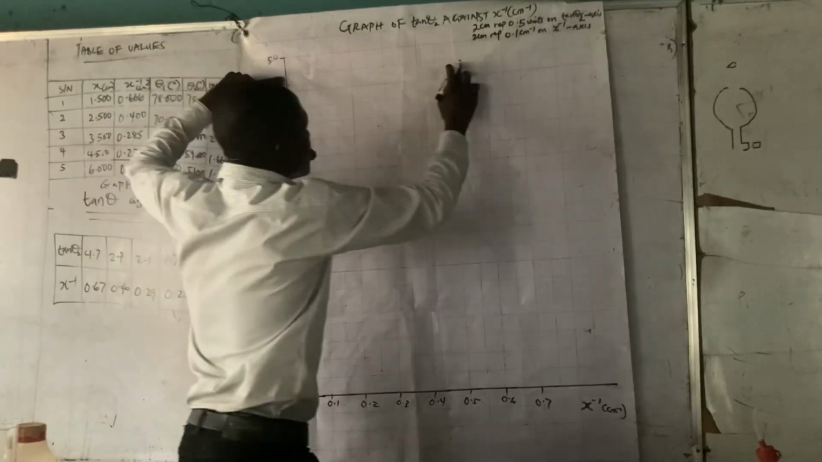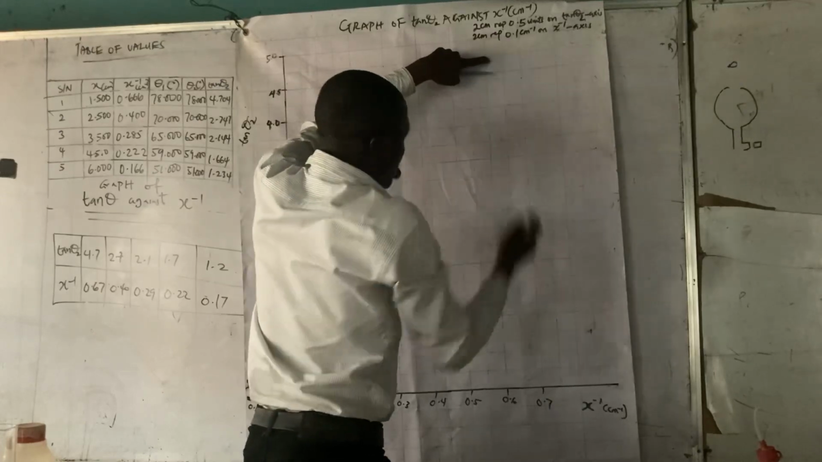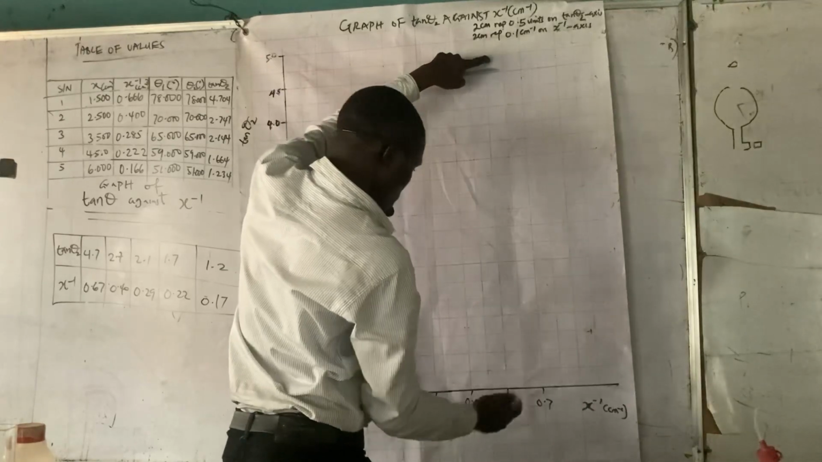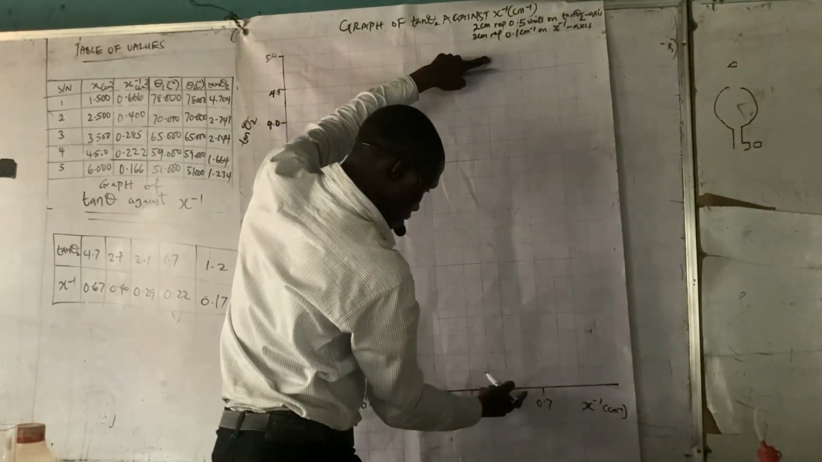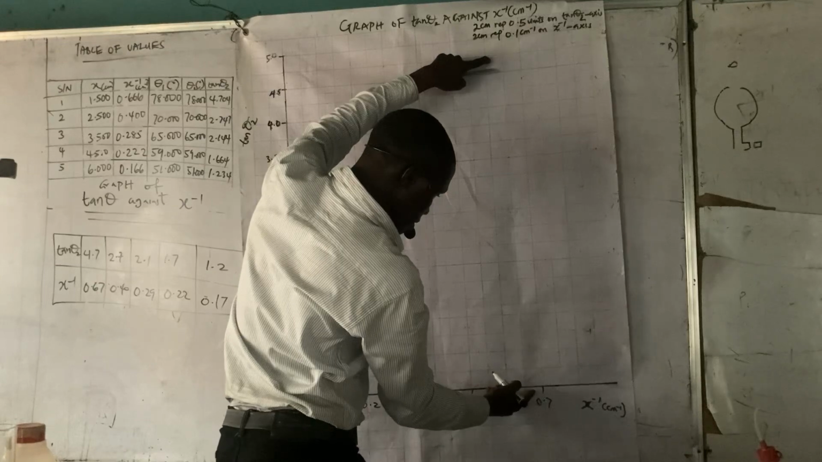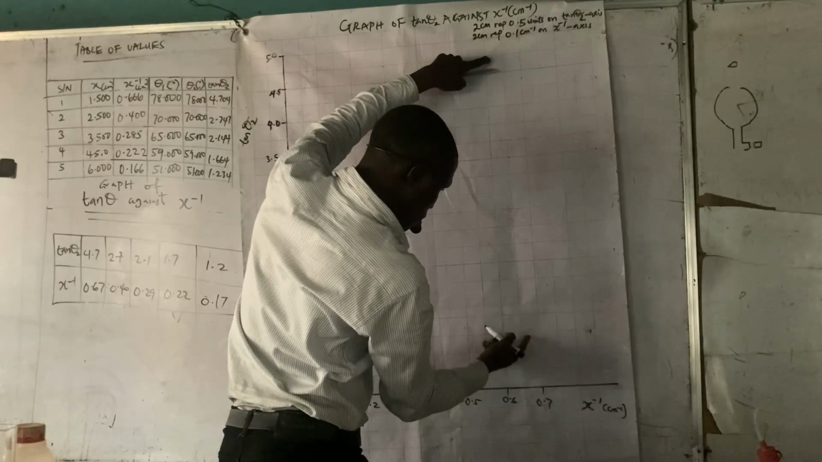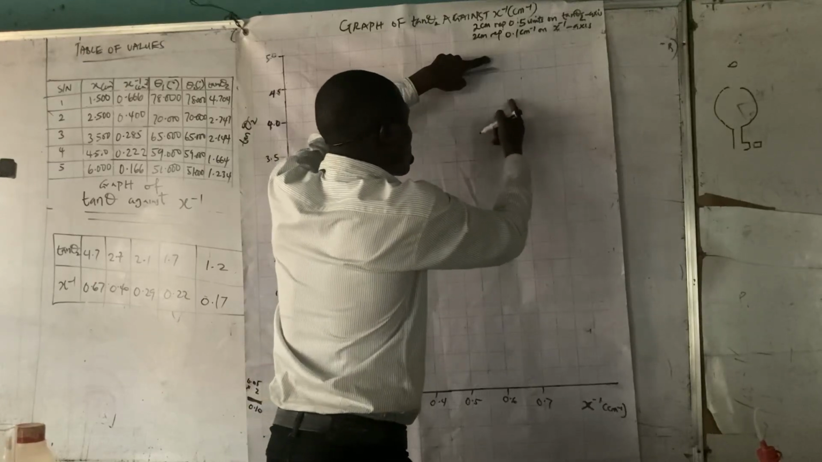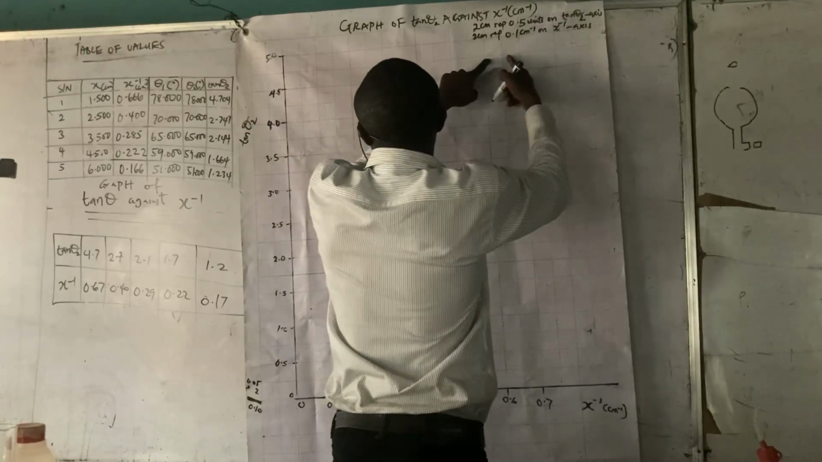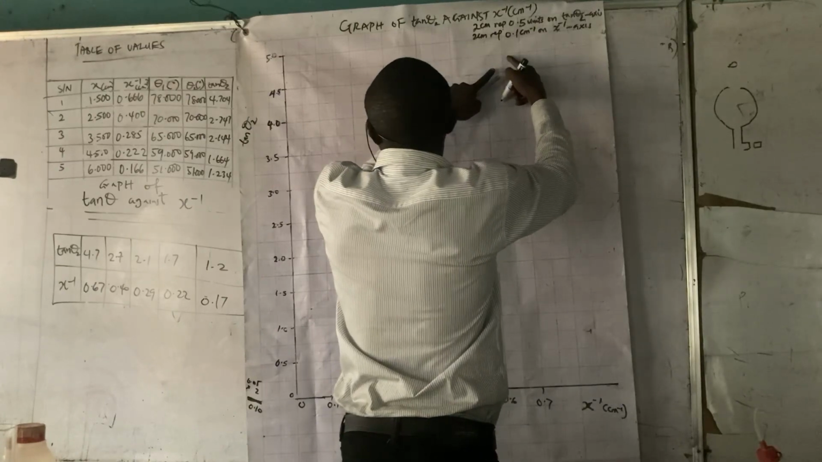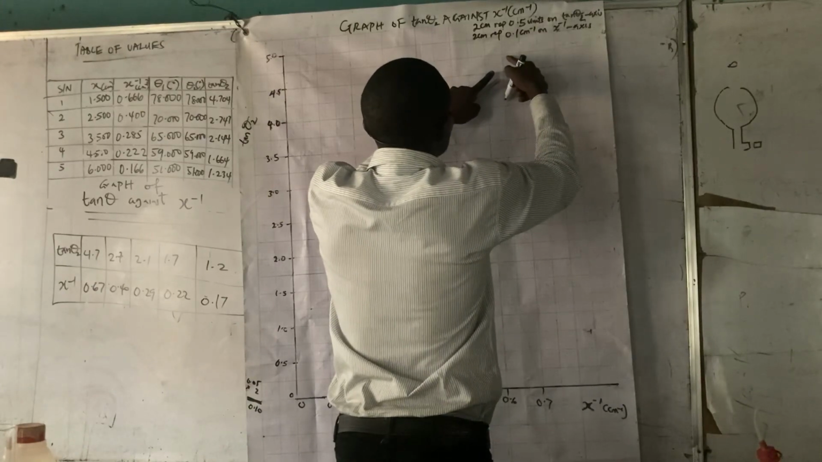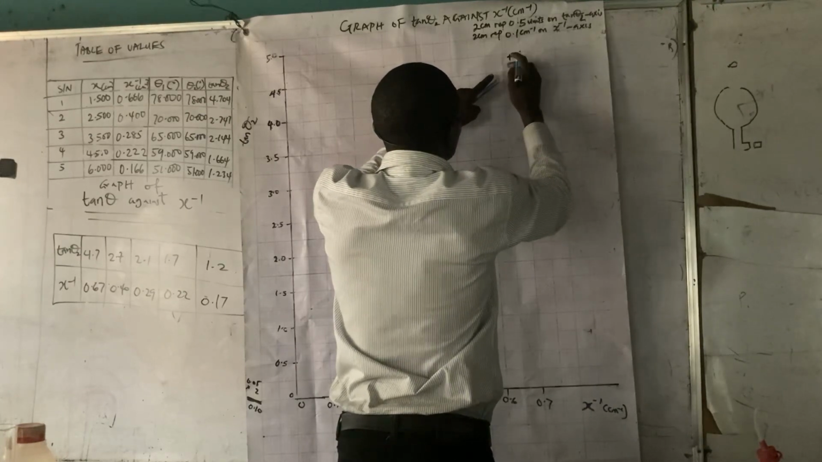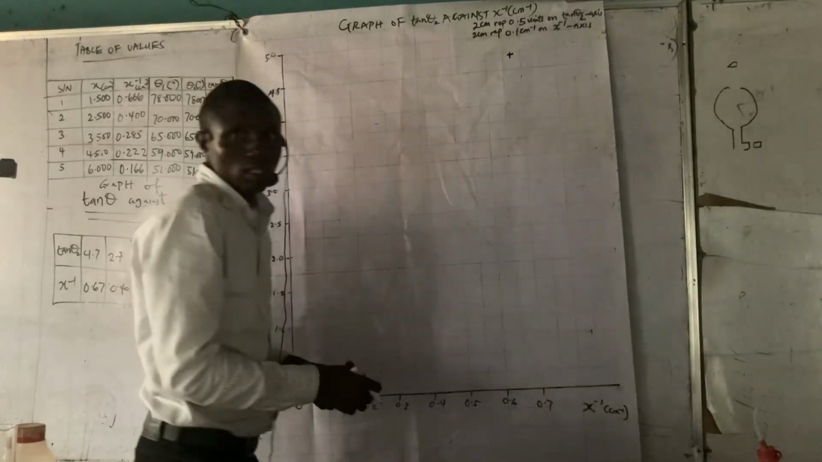4.7 against 0.67. 0.67 will be what? 0.65 here, 0.66, 0.67. We trace this one up to this point, and now we have a meeting point here. So that's number one.